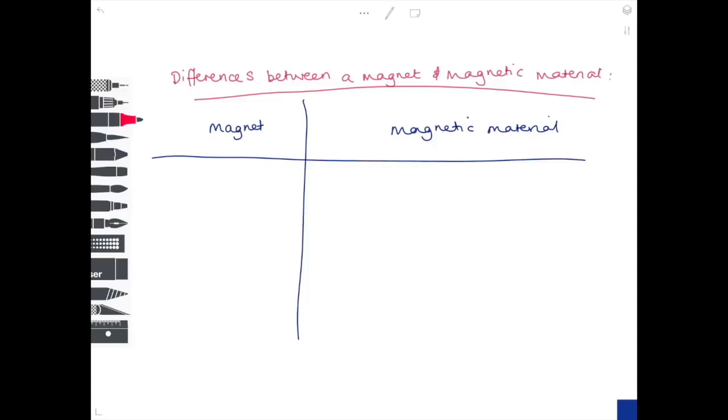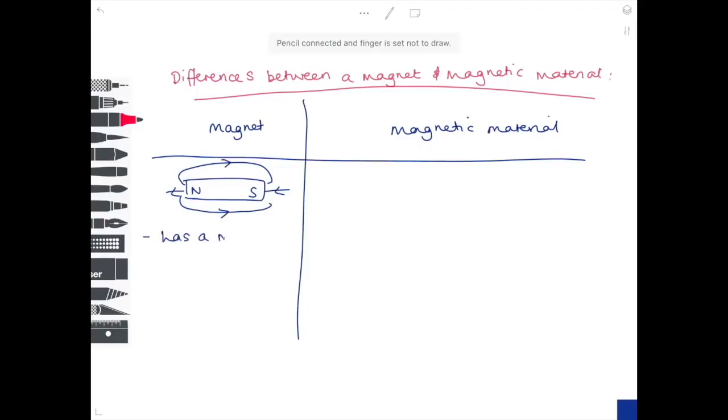So what are the differences between a magnet and a magnetic material? Because they sound pretty similar. Well, a magnet, as we know, a simple bar magnet will look something like this. It has a magnetic field which runs from north to south. So simply, it looks something like this. And if we list these points, you can say it has a magnetic field. As you look at the magnet, you can see that it has two opposite poles.